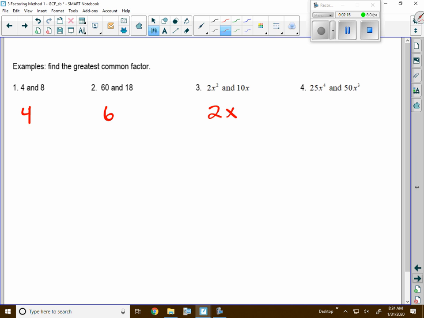Okay, when it comes to taking out variables, you want to go with the exponent that is least. So there's 2 x's here and 1 x here, so you can only take 1 out of both, because that's what they have in common. Does that make sense? Okay, now, if this was 10x squared, what could I pull out? I could pull out an x squared. Does that make sense?